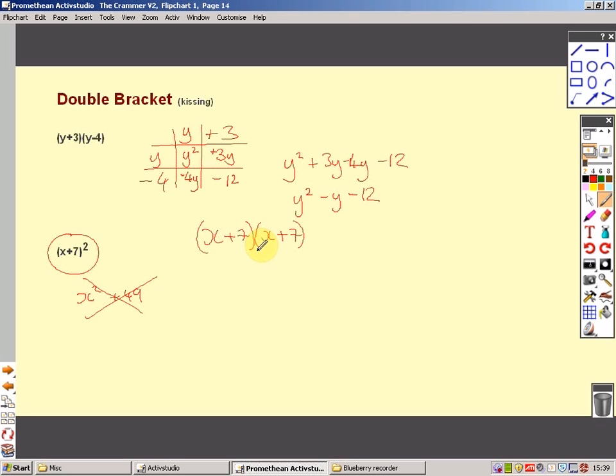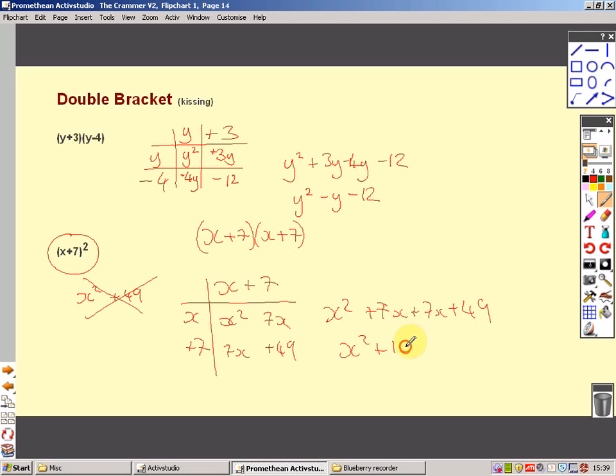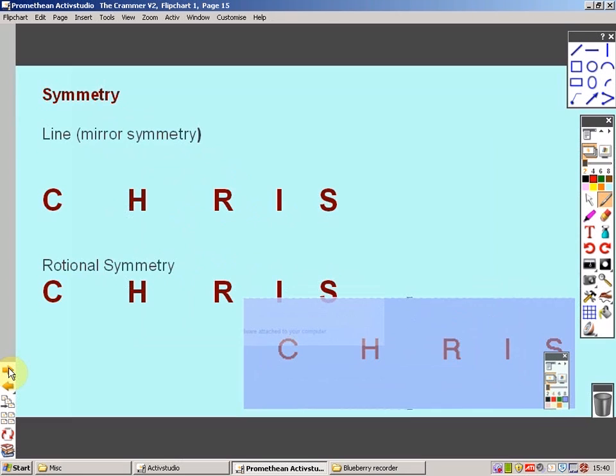As soon as you see that, you know you've got to put that into your double brackets as a grid. X squared, 7x, 7x, 49. X squared plus 7x plus 7x plus 49. X squared plus 14x plus 49. 3 points. Done. Lots of people make mistakes on that. That's 3 points that only about a quarter of the people doing the exam ever get. Make sure it's you that gets it.